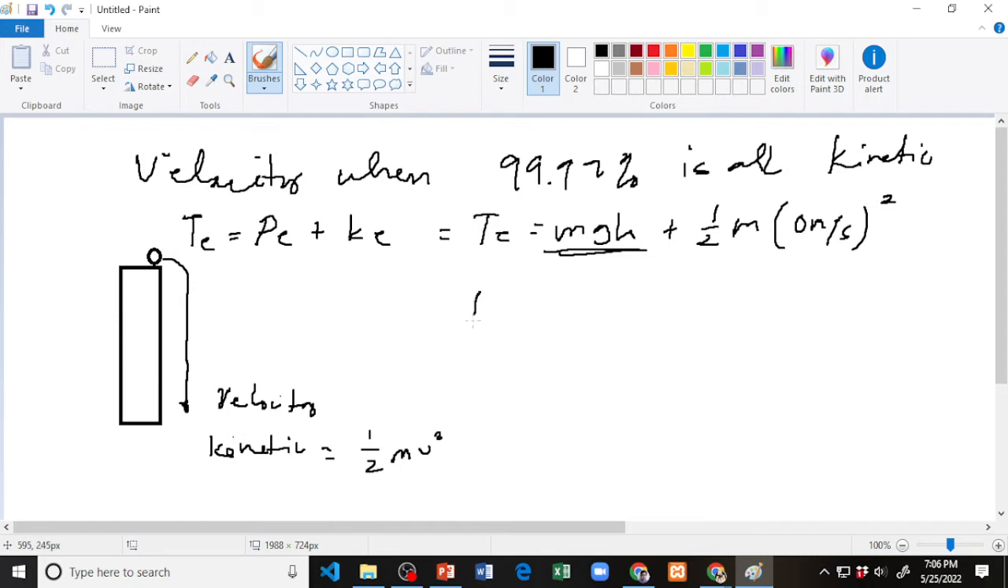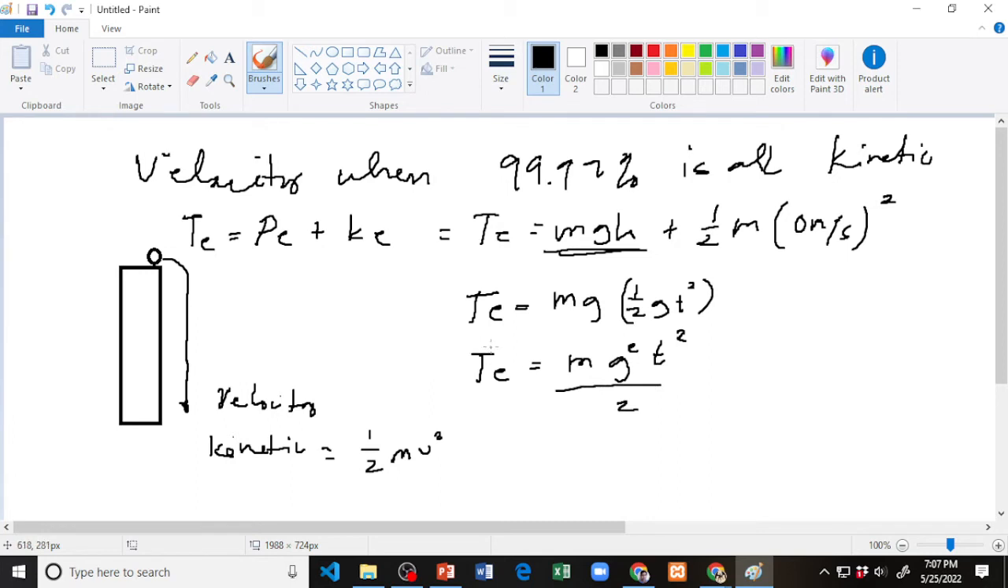So we can rewrite TE as m times g times the value of h, which is 1/2 g t squared. We can simplify this as TE is equivalent to mass times g times g, so that's g squared, t squared all over 2. This is also the value of the total energy that can be converted into kinetic energy. So we're gonna equate the two.